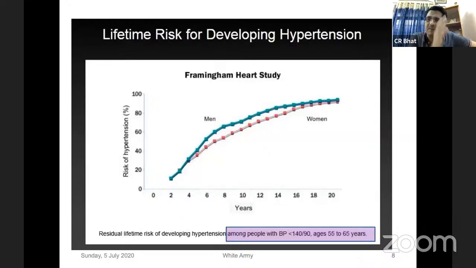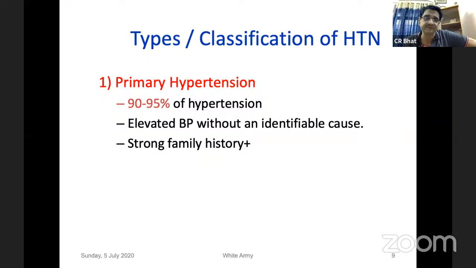Thereby, its morbidity or mortality will be proportionate to the development of the hypertension and its complications. Now, go back to the basics of hypertension. There are so many types and classifications of hypertension, which is very useful for writing the answer book and to understand the concept of hypertension.